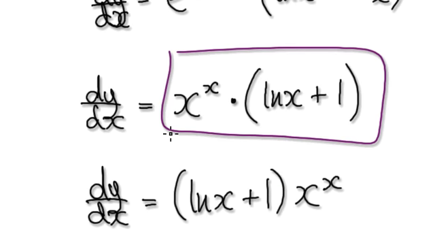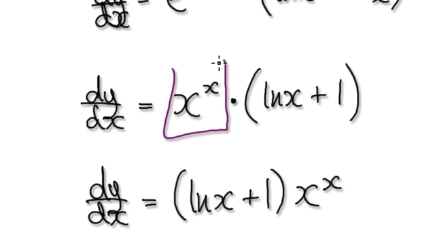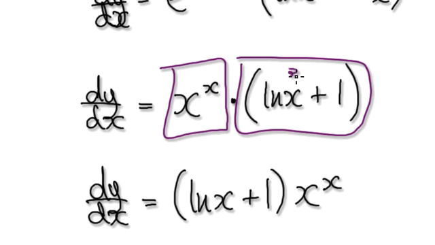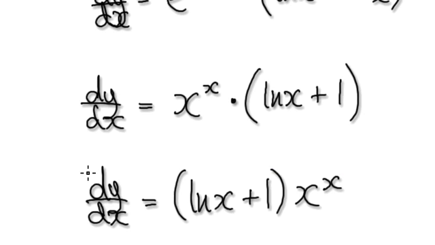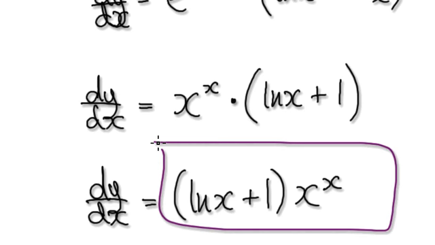So let's just switch these two around. At the moment you've got this times this. So let's switch these two around. It looks slightly neater. So you've got this times this. So overall dy by dx equals this.